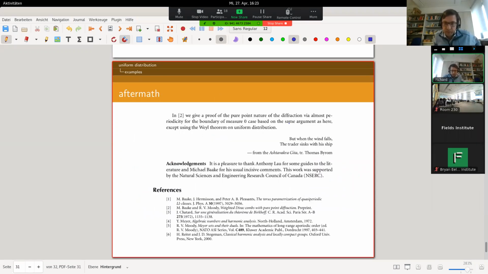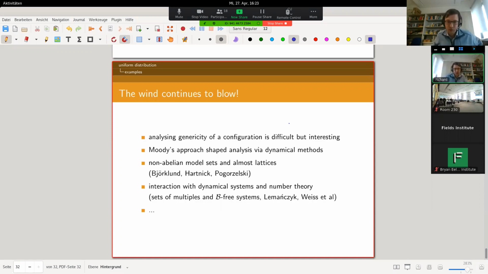Aftermath. And this is the last page of Bob's manuscript. This is a very interesting page if you read it, not only for the references, not only for the remarks, not only for the acknowledgement, maybe also because of the citation which appears here. I tried to think mathematically about this citation and interpret it mathematically. And when I did, I came up with the following conclusion: the wind continues to blow.